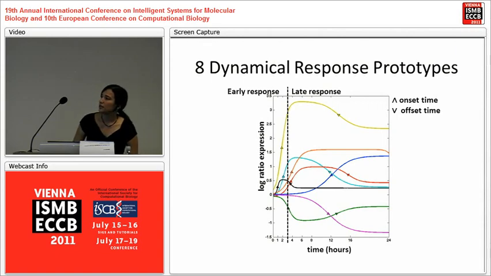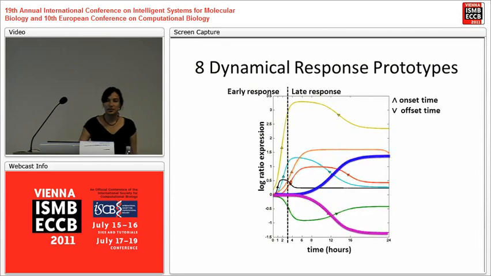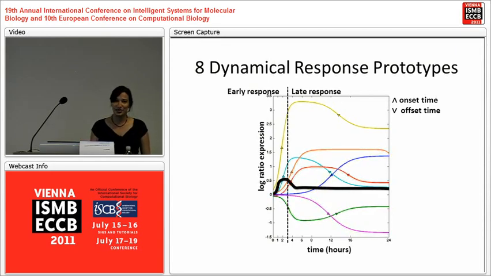So in detail, we have 2 early response prototypes, which differ in their magnitude, 2 late response, which also differ in magnitude, and 1 late response, which is repressed rather than induced, and 2 very late response, with onset time at 12 hours, and 1 very low response cluster.